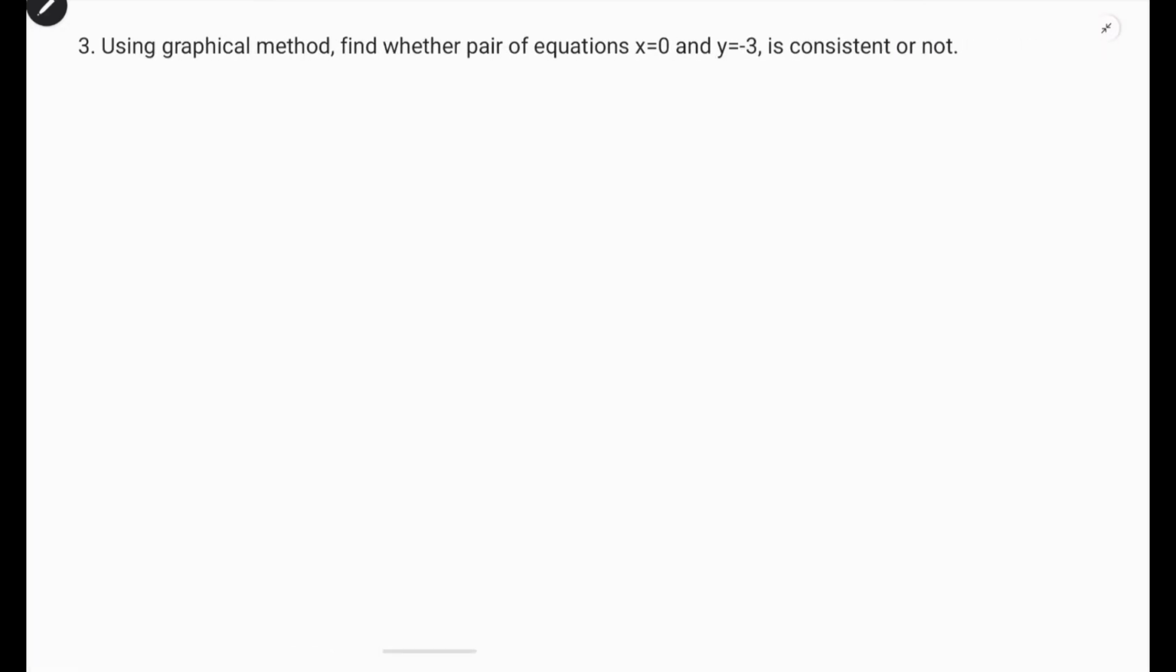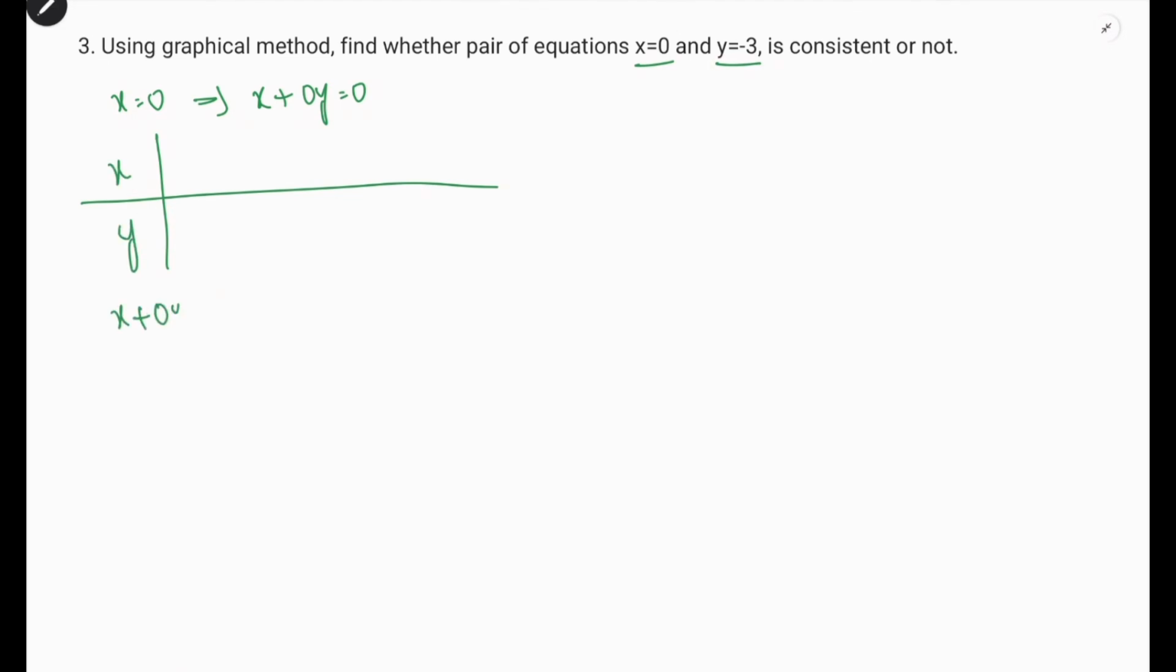Next one. Using graphical method, find whether pair of equations x is equal to 0 and y is equal to 3 is consistent or not. We will take the first equation, x is equal to 0. This equation can be written as x plus 0y is equal to 0. Now we will take values of x and y.